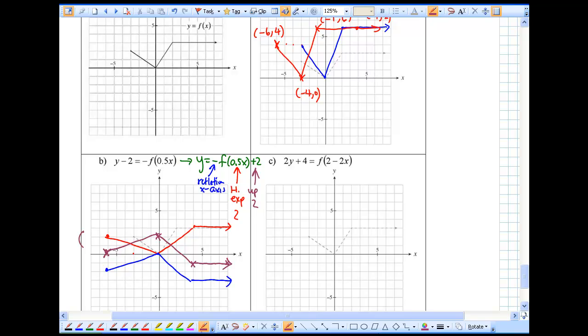Some points then. How about -6, 0? How about 0, 2? How about 4, -1? And this one, for good measure, 8, -1. Ta-da!